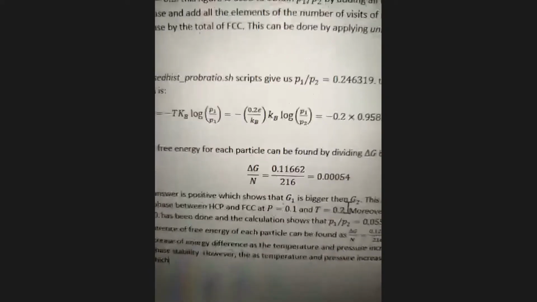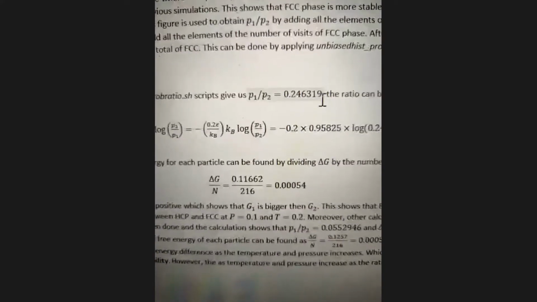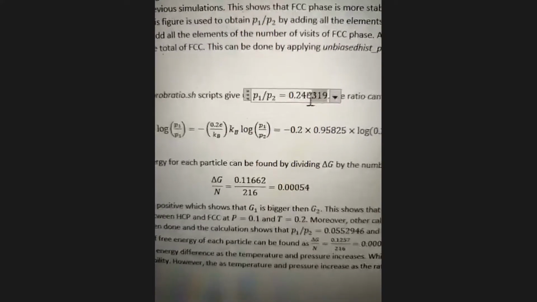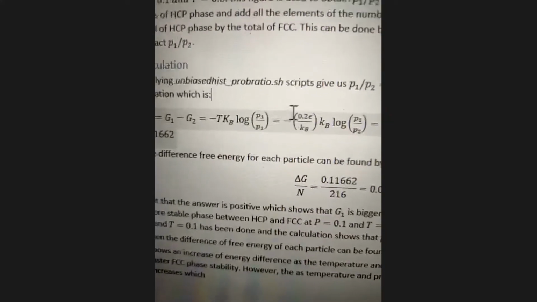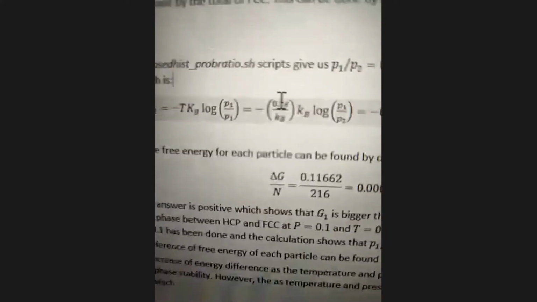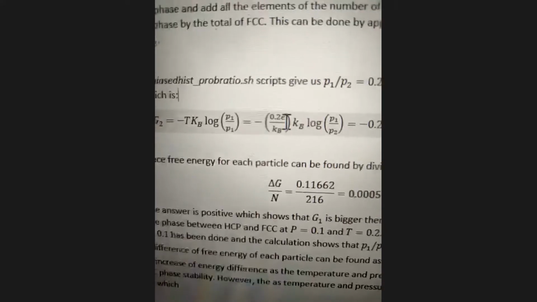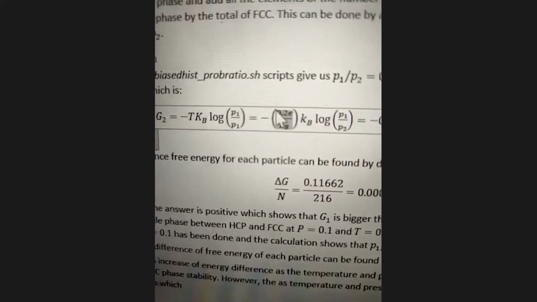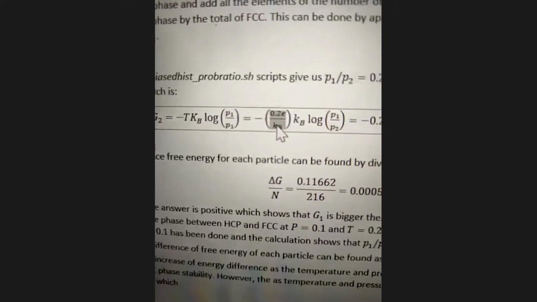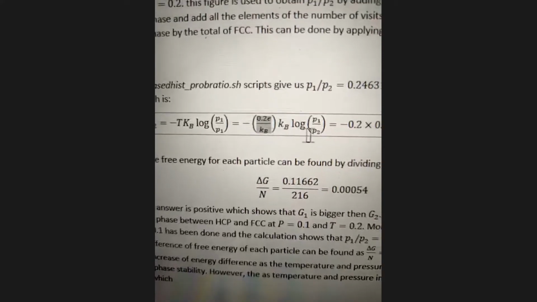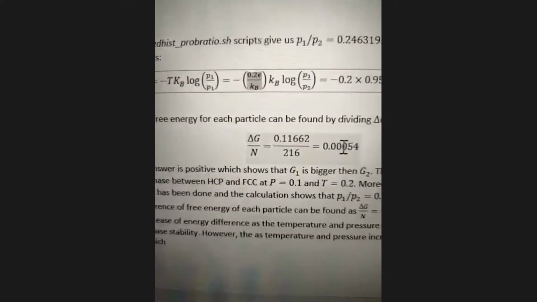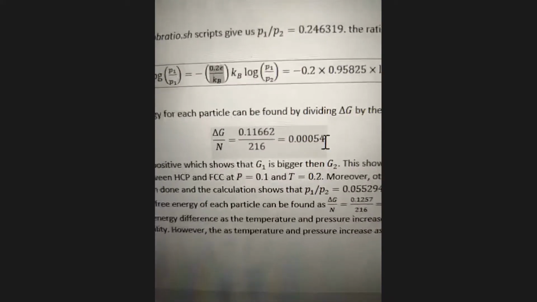This is my result on my calculations. I got the ratio to be 0.2463 and so on. Then I found the logarithm by using t. There is a function of t, so I used it, which is my own temperature times epsilon divided by the Boltzmann constant. I continued the calculations and ended up with 0.0045, right?